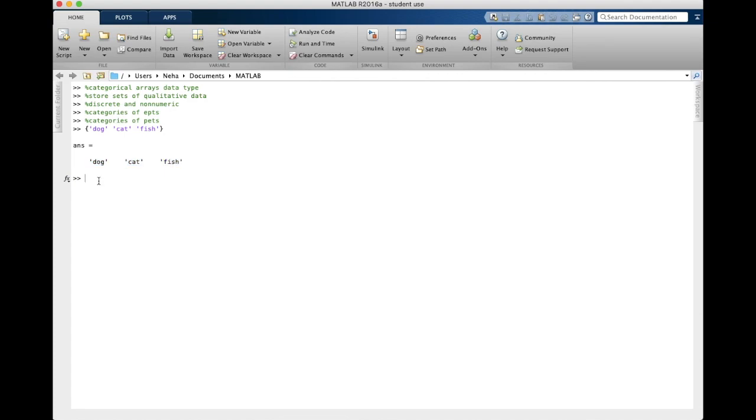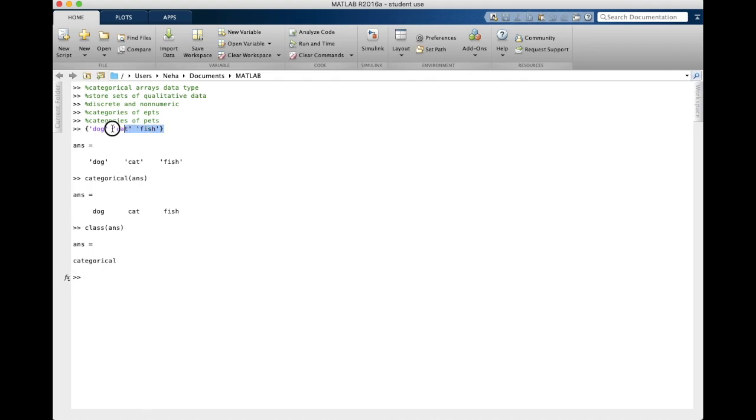So now to change this to a categorical array, the variable that is storing these pets is ans. So I'm going to use the categorical command and do categorical of ans. So now these are stored as a categorical array data type because we just converted this into the categorical array. So if you type class of ans, which is now our new variable, you will get categorical. That tells you the data type.